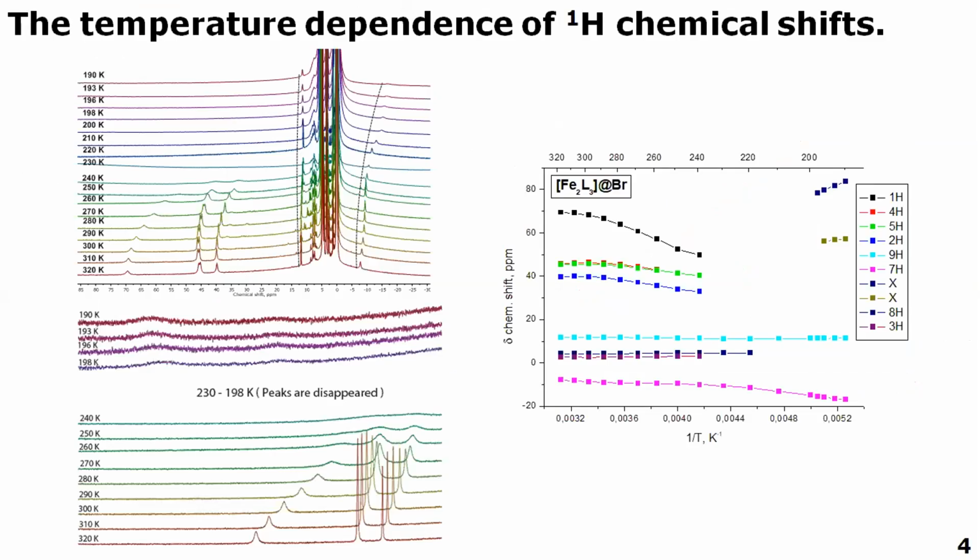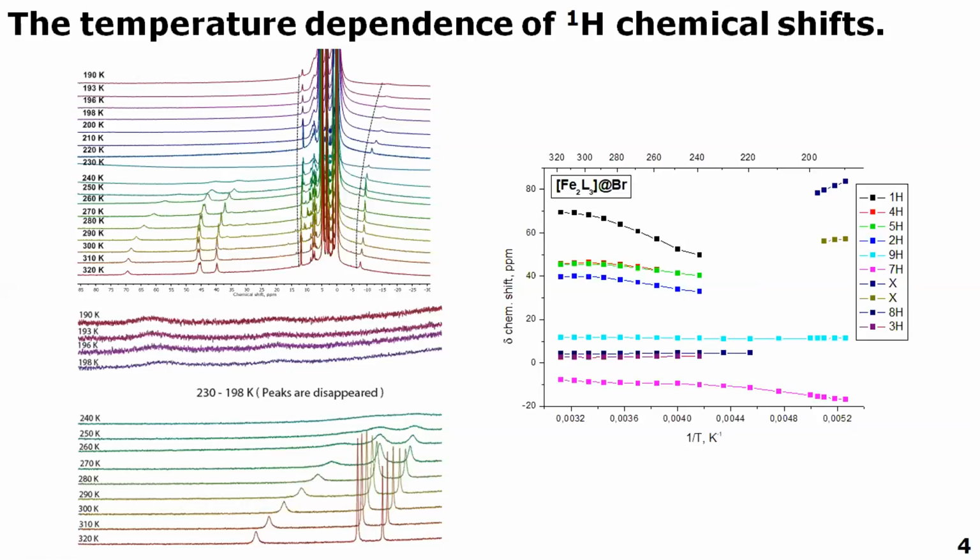On the slide is depicted the dependence of chemical shift from inverse temperature for our complexes, and this observation is very interesting. First of all, it's interesting because we have a temperature range where we are not observing some of the signals, in the range from 230 Kelvin to 200 Kelvin.